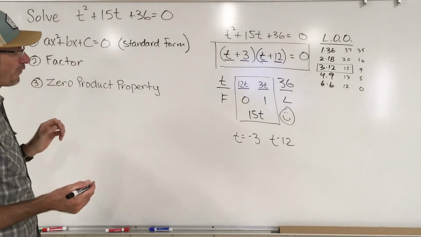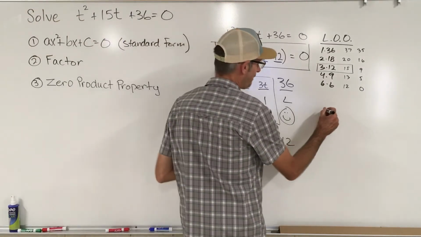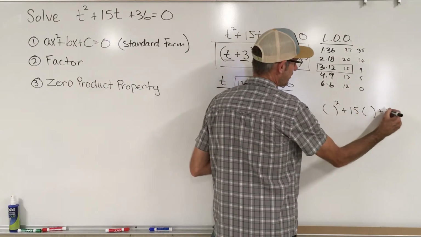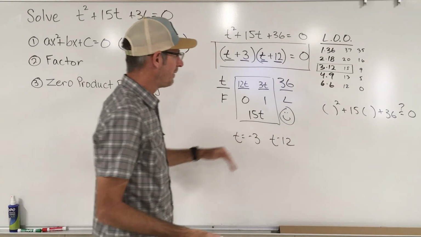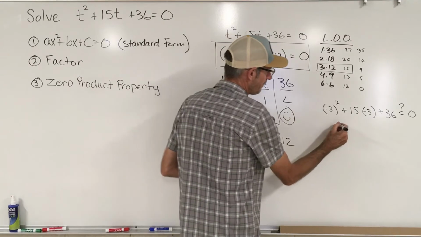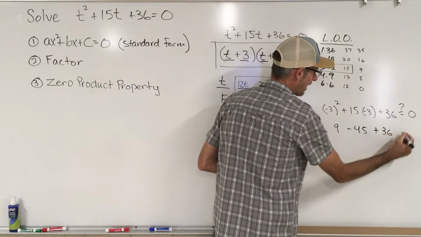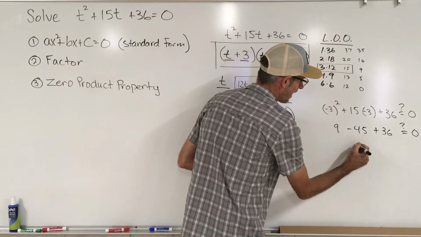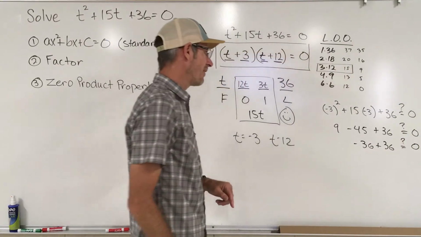Now, one thing that I'm going to do before I move on is I'm going to check both of those answers and make sure that they work. So I have t squared plus 15t plus 36 equals 0. Well, I want to know if it really does equal 0 when I put my negative 3 in. So negative 3 squared is 9. 15 times negative 3 is negative 45 plus 36. And I'm trying to find out, does that really equal 0? So 9 minus 45 is negative 36.